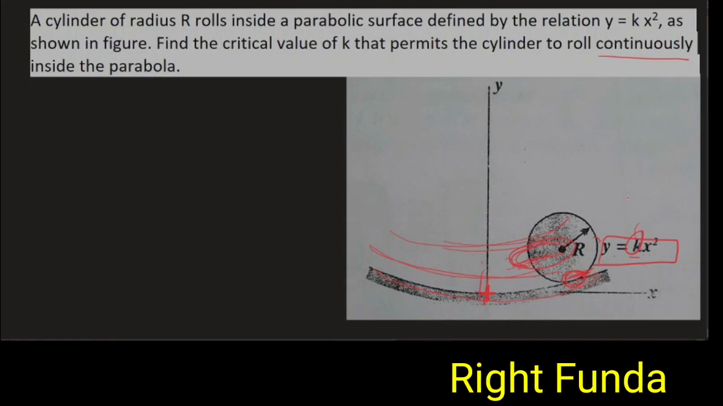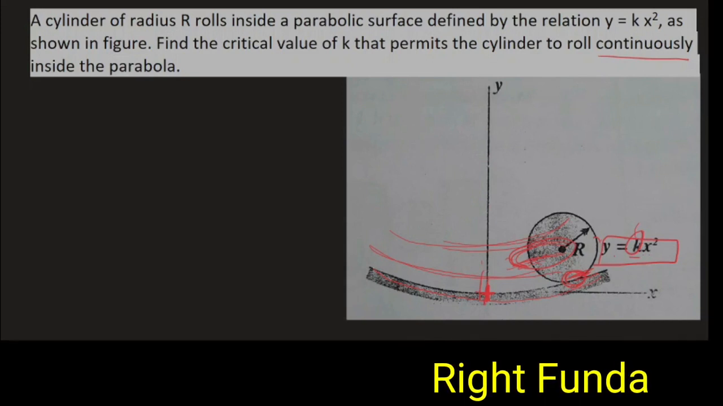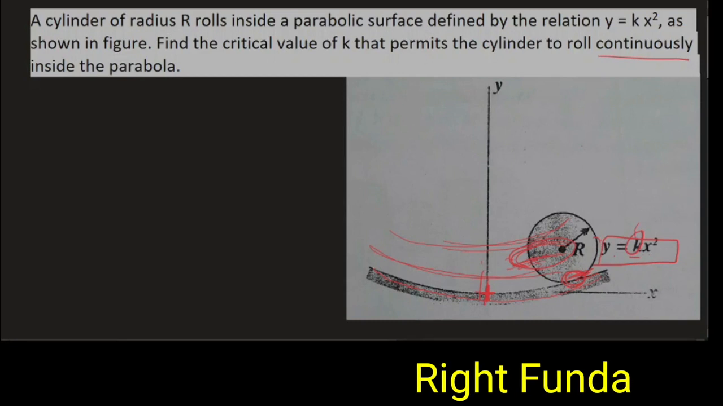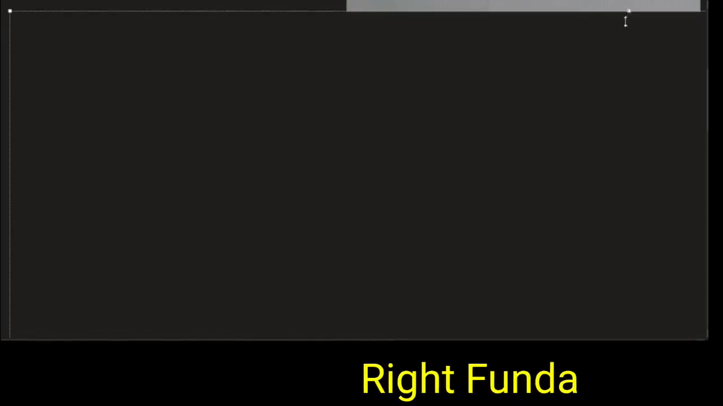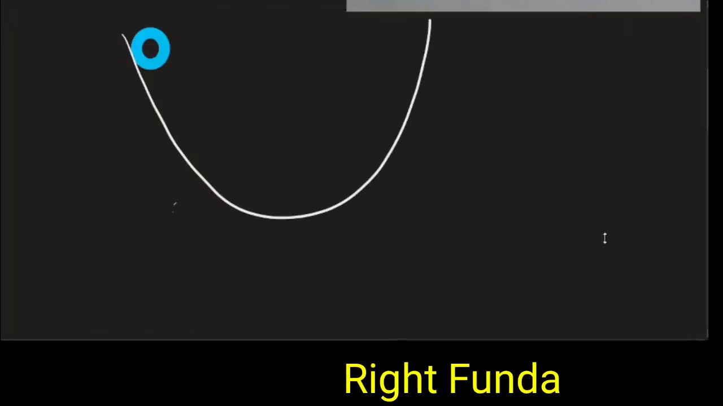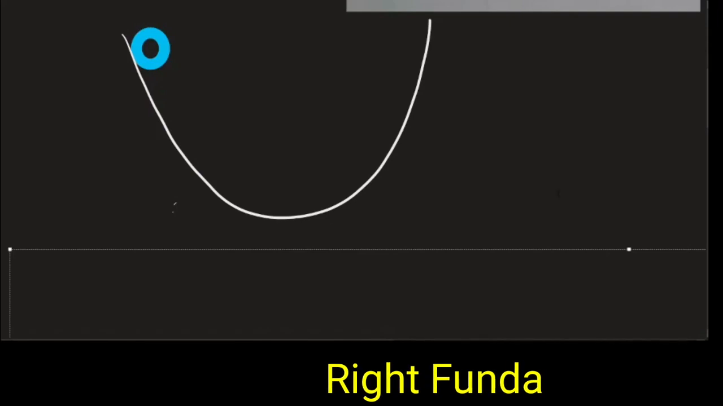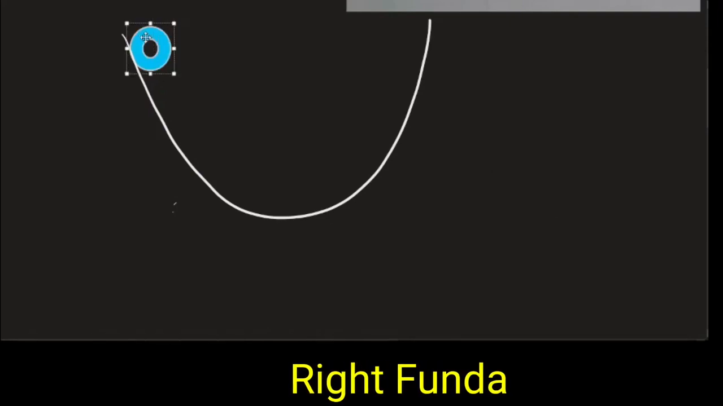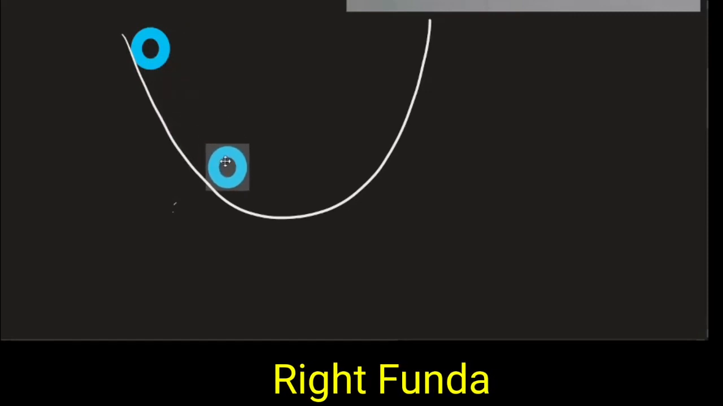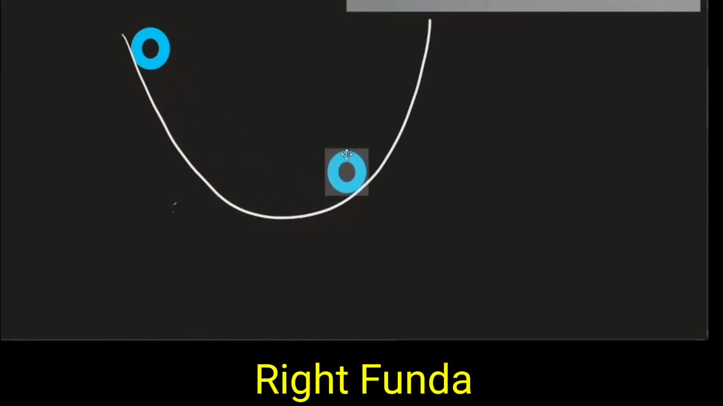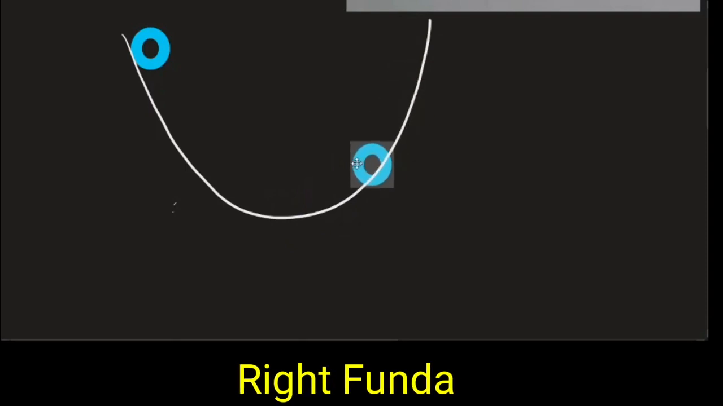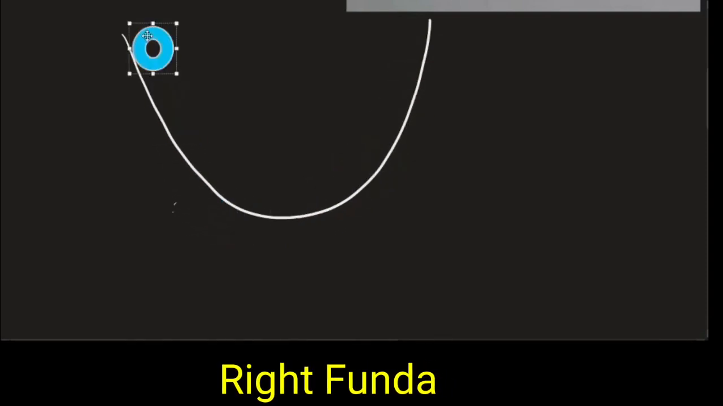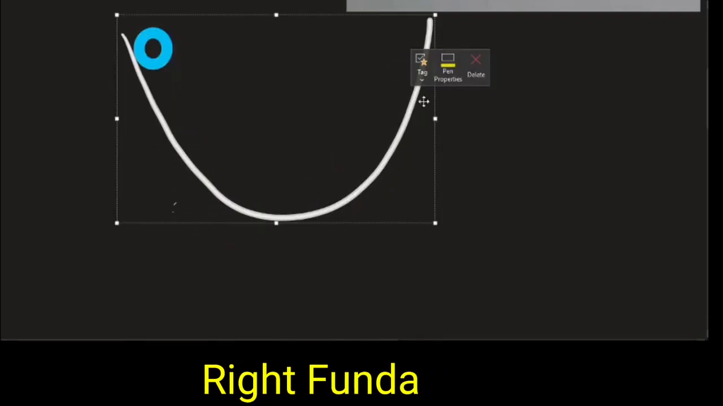Okay, so let's see what will happen. Suppose we take different k values, taking the bottommost point as the origin of the coordinate system. Suppose I draw a parabola like this, and this is my cylinder. Then the cylinder will be rolling like this, continuously. No problem there. We have solved this type of problem also.